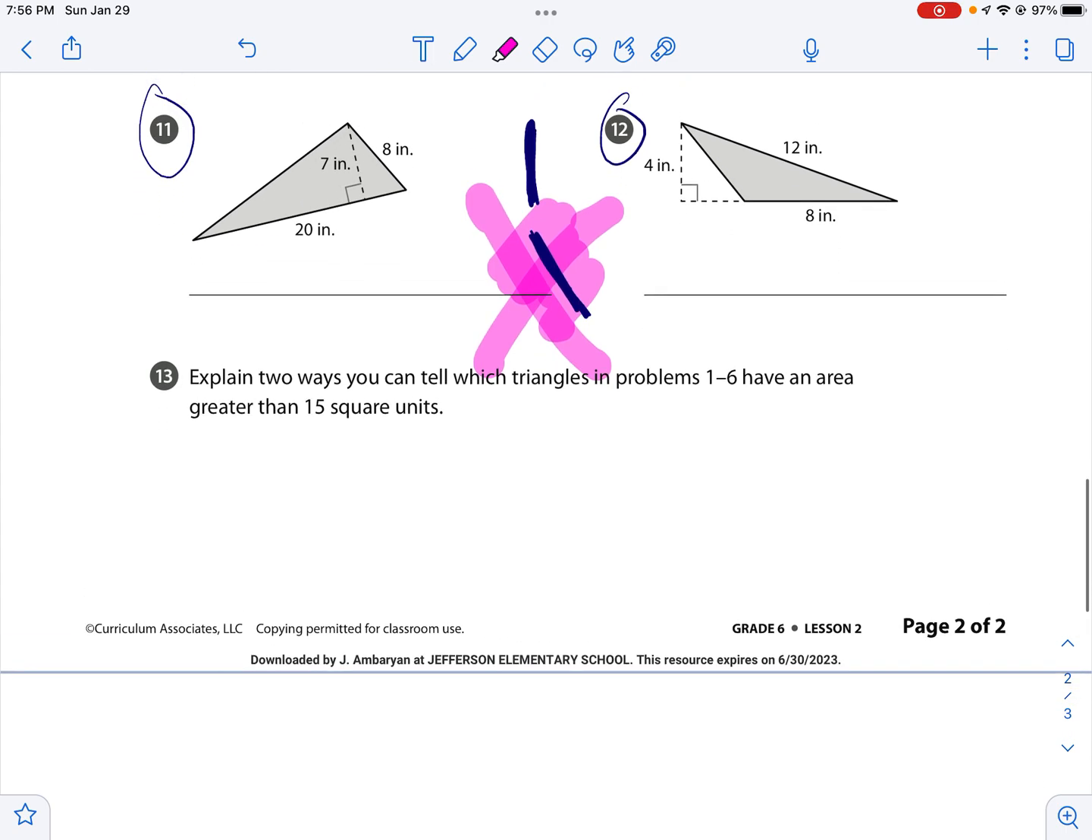Okay, and then number 13 says, explain 2 ways you can tell which triangles in problems 1 through 6 have an area greater than 15 square units. We're actually going to go ahead and skip that one, so you can skip 13 also.